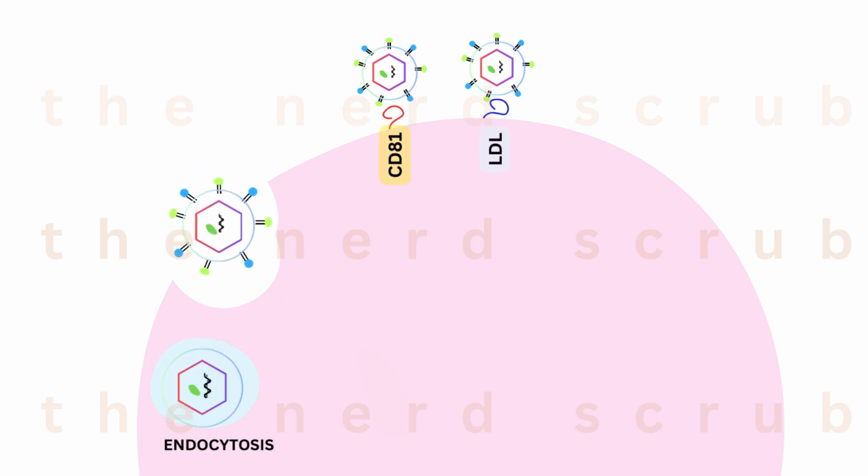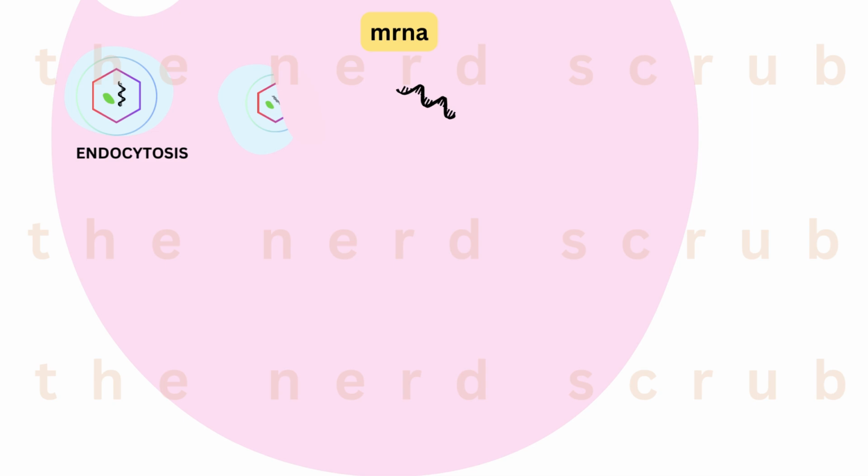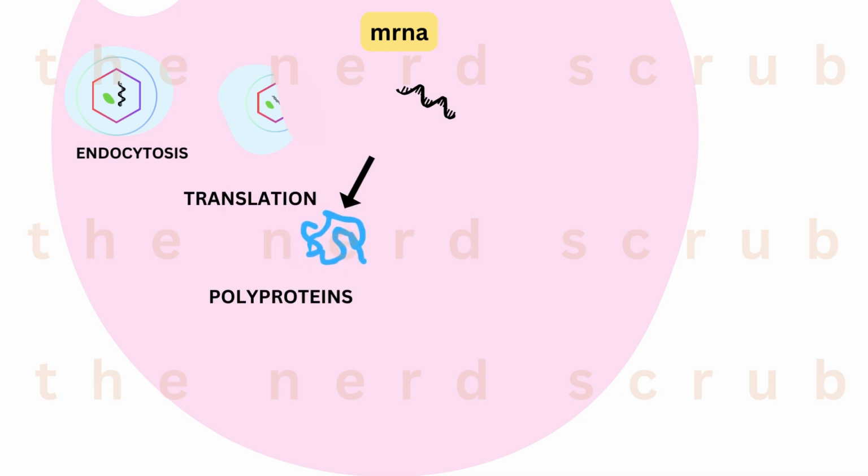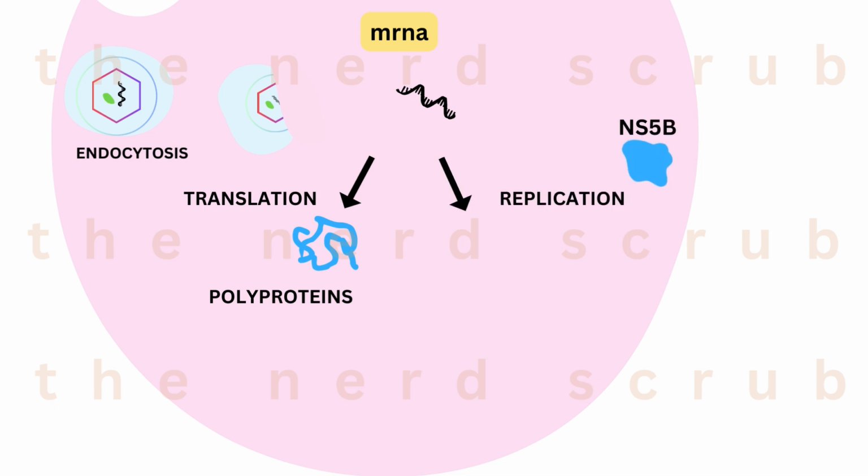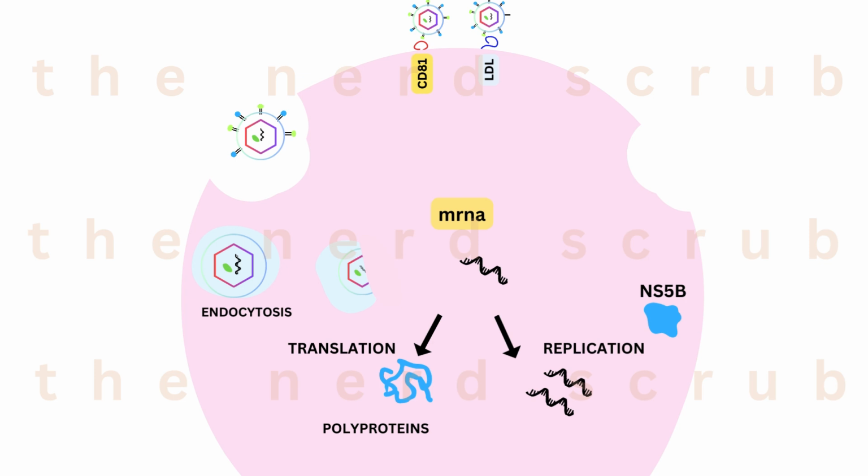Once it's inside an early endosome, the viral envelope fuses with the endosome, releasing RNA into the cytoplasm, where it acts as messenger RNA and produces polyproteins that are processed into structural and non-structural proteins. RNA replication also involves NS5B, which we have previously discussed, the RNA-dependent RNA polymerase. It helps in producing new viral genomes. Then in viral assembly, the new virions are released into the secretory pathway of the host cell.